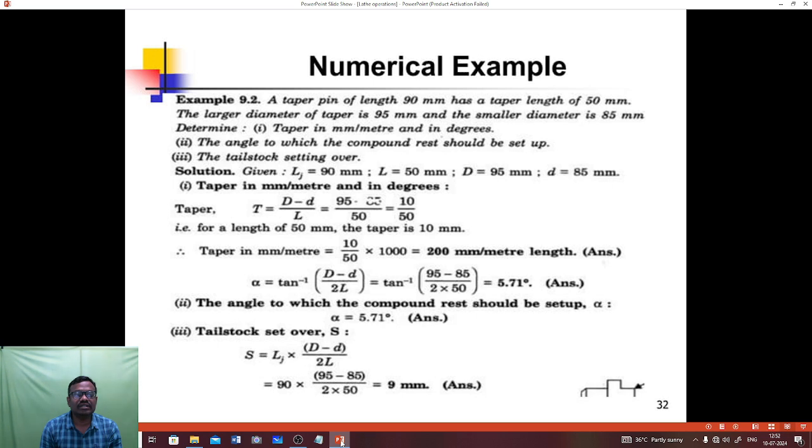This example is a numerical example. So the formula used for taper is (D minus d) by L. Taper in millimeter equals, you divide the meter by 1000, then you get the millimeter. The angle to which the compound rest should be set up, alpha equals 5.7 degrees.